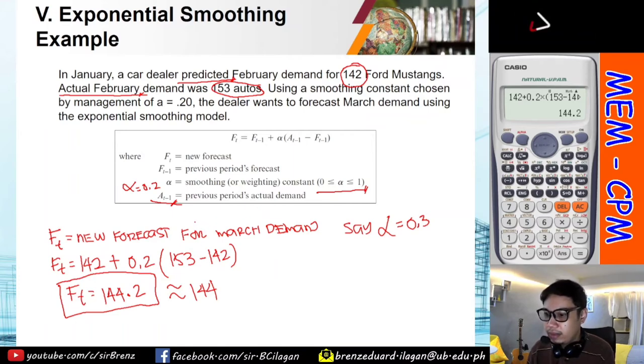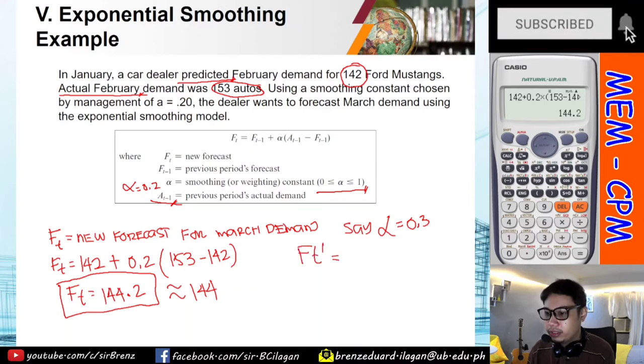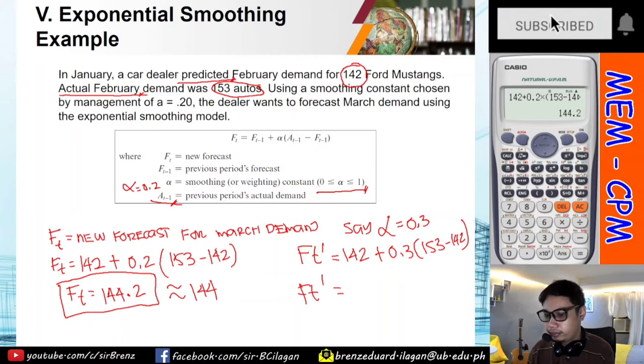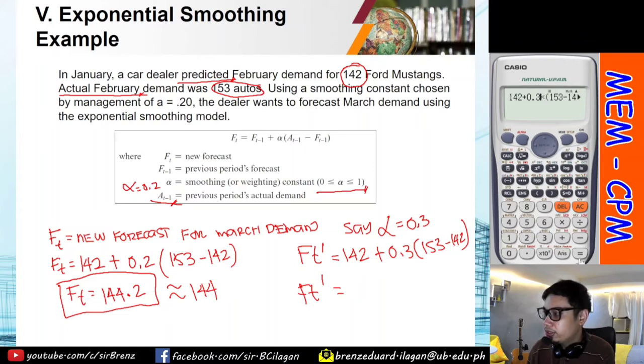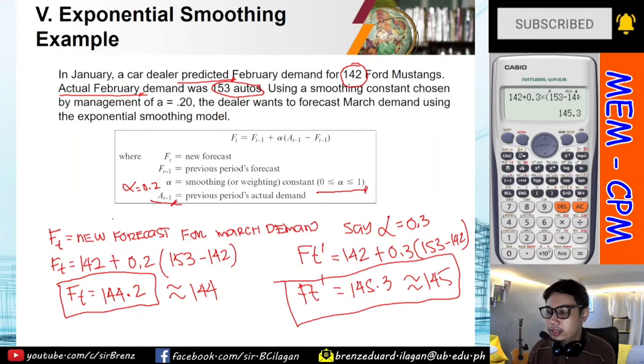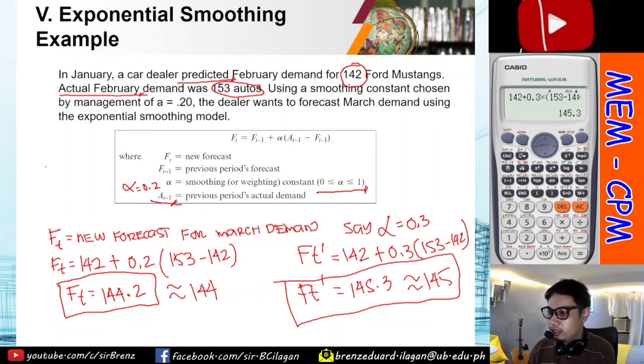So, obviously, mas lalaki siya. So, gawin ko na lang itong frame. Ito lang din naman yun. So, i-check lang natin if anong nangyayari kapag lumalaki yung alpha natin. So the new value of your new forecast, if napalitan yung alpha or yung smoothing value ng 0.3, will be equals to 145.3. So let's just say na 145. So nadagdagan ng isang Mustang yung new forecast nila for the month of March. Okay?